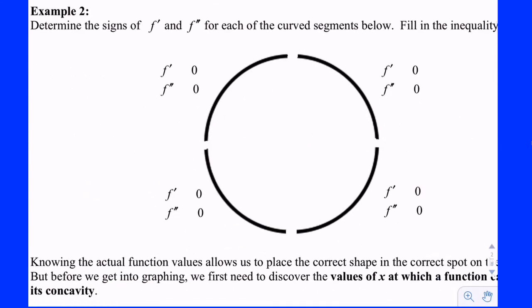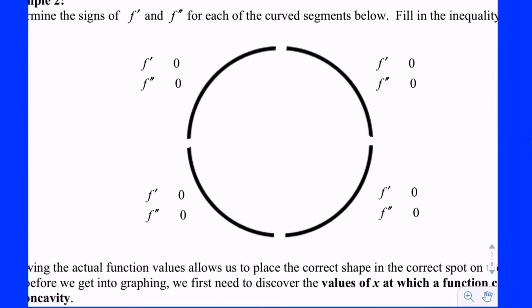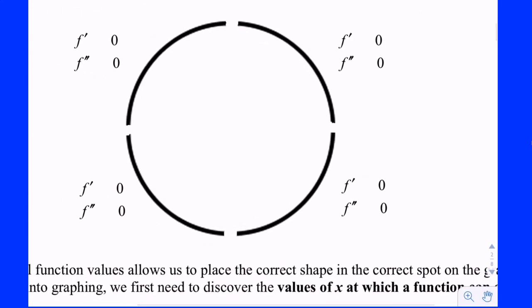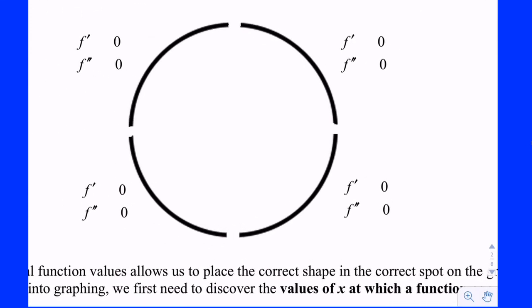All right. Determine the signs of f' and f'' for each of the curved segments below. Fill in the inequality. Okay, so we're missing some inequalities. This is a circle with parts of it whited out. Because here's the cool part. If you know the sign of the first derivative and the second derivative of any function on any given interval, you know what it's doing. It's going to be one of these 4 things if it exists at all.